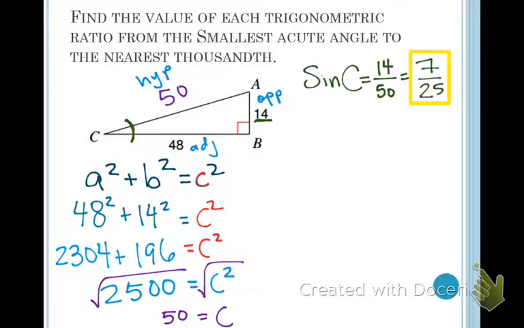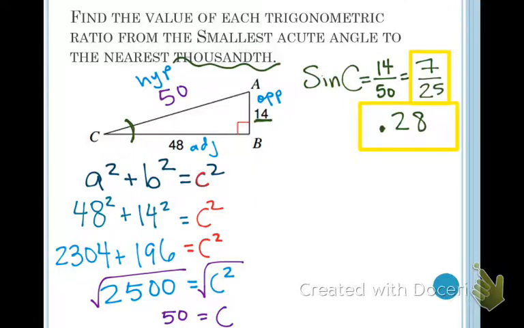The other one wants us to round to the nearest thousandth. 1,000 has how many decimal places? 3, so we're going to round to 3 places. So what is this rounded to 3 places? 0.28. So you can put a 0 if you want, but it's not going to change it.